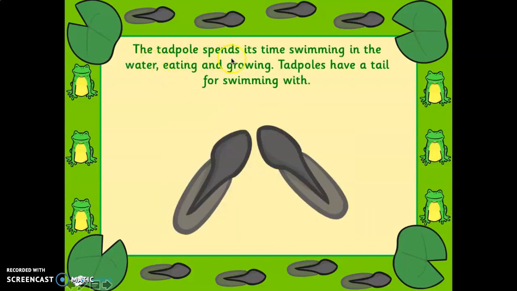The tadpole spends its time swimming in the water, eating and growing. Tadpoles have a tail for swimming with, so they have a long tail like that, and they eat. What do they eat underwater? So they eat something called pondweed. Pondweed are like leaves that grow underwater. So it's like a vegetable. This is why they grow, because they're eating healthy foods.